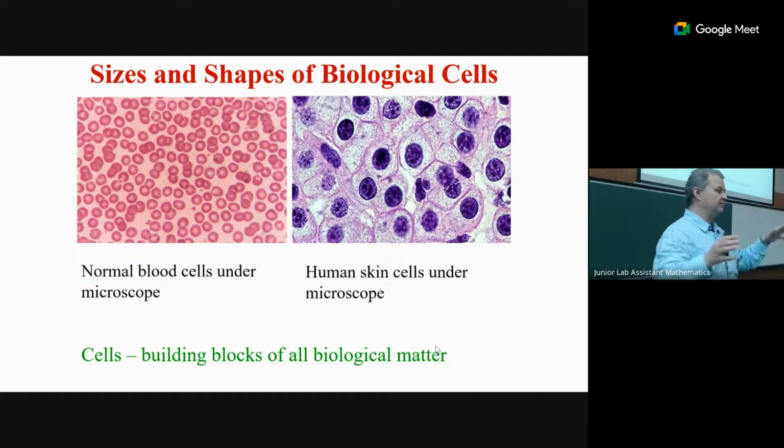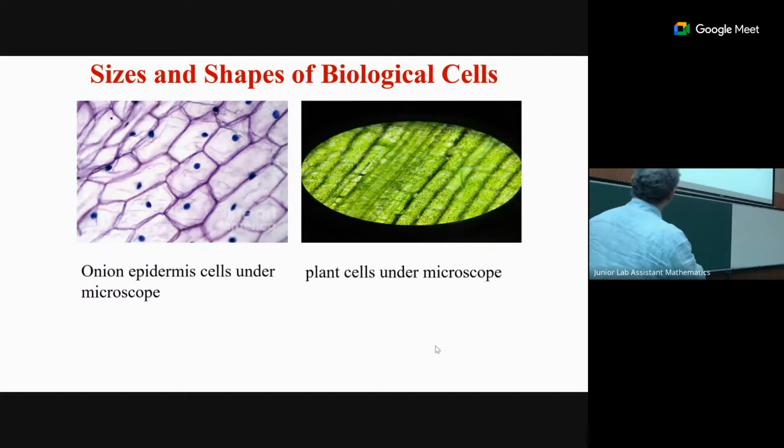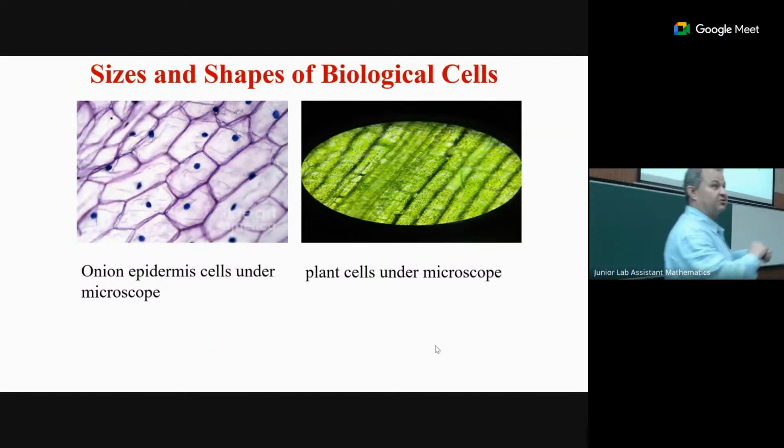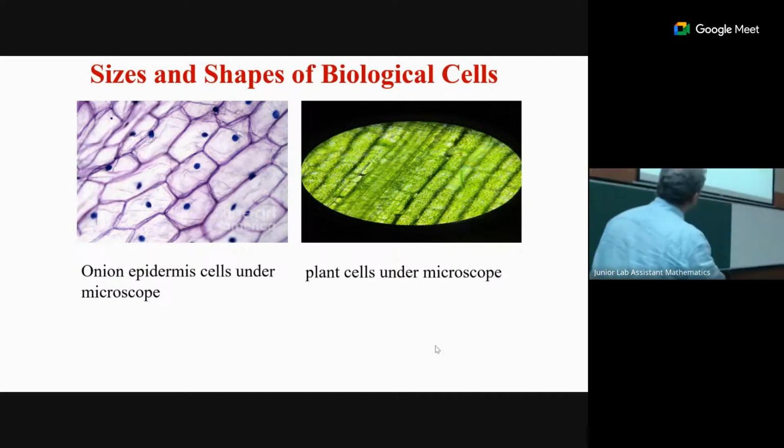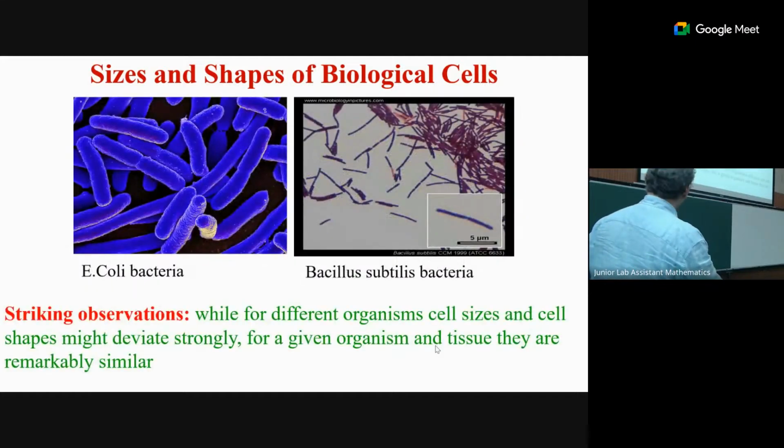This is onion cells. When you cook onion, if you break the cell, there is a compound which is produced and makes you cry. This is inside of the cell. This is plant cells under the microscope. There are also beautiful pictures of bacteria. This is E. coli bacteria. This is Bacillus subtilis bacteria.